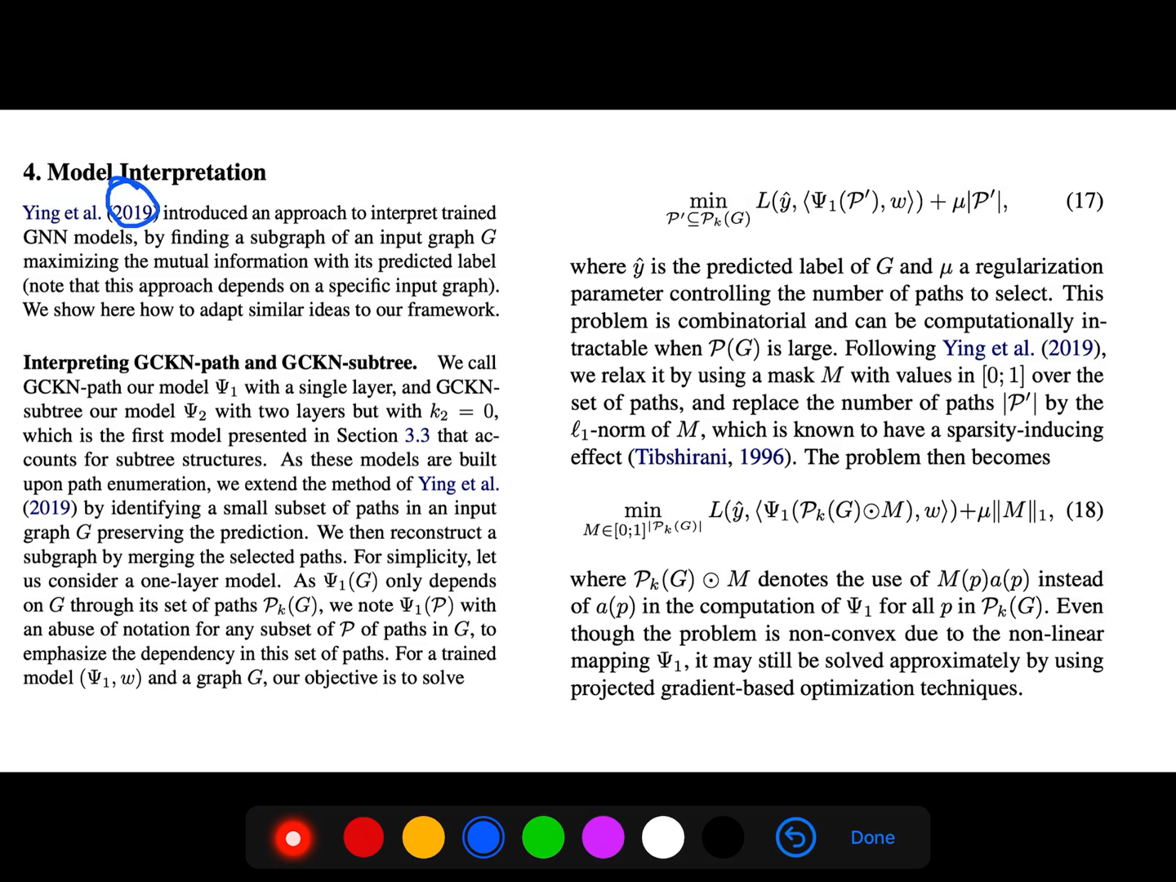So this paper in 2019 introduced an approach to interpret trained GNN models by finding a subgraph of an input graph G maximizing the mutual information with its predicted label. We call GCKN-path our model with a single layer, and GCKN-sub our model with two layers. As these models are built upon path enumeration, we extend the method of Ying 2019 by identifying a small subset of paths in an input graph. So the problem becomes like this, and here pk.m denotes the use of m of p, instead of just a of p, in the computation.